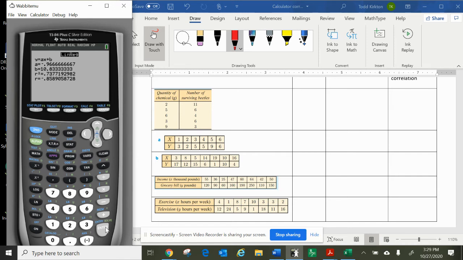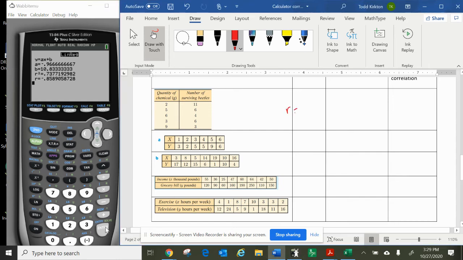So the R value is -0.859. Pretty strong negative correlation. And you see that on the calculator, the y equals mx plus b. So the m, which is a in this case, is negative 0.967, and that'd be times x. And the b, which is the y-intercept, is 10.8.